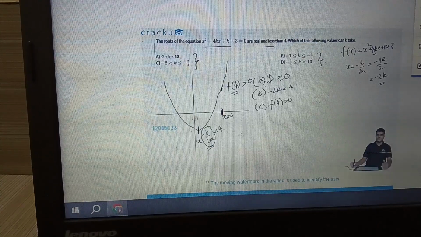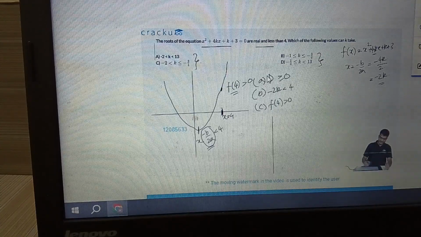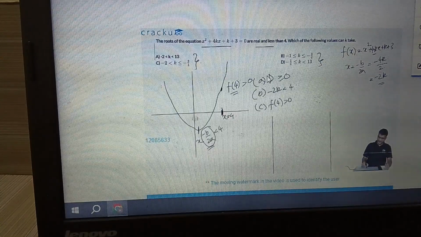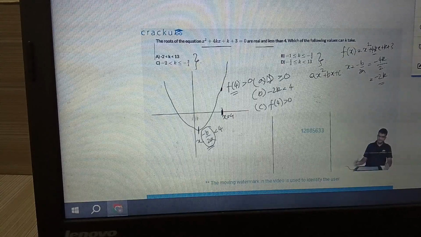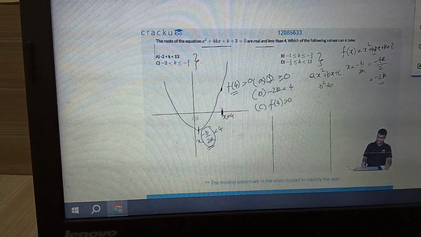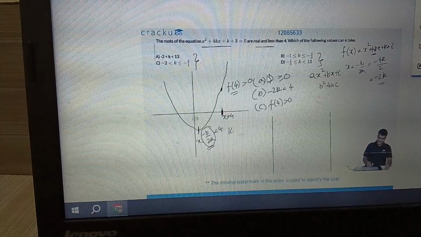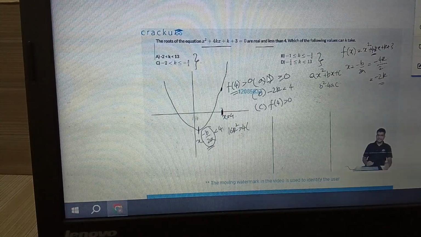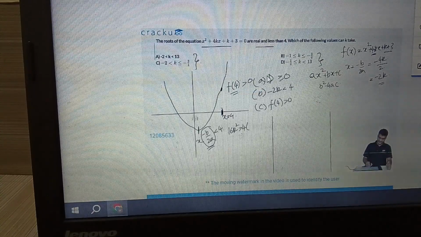Let us consider all the 3 one after the other. Let us first look at the first condition, that D has to be greater than or equal to 0. What is the value of D? If you have a quadratic equation which is of the form ax square plus bx plus c, the discriminant is b square minus 4ac. In this case, the value of b is 4k, so b square will be 16k square, has to be greater than 4 times a, that is the coefficient of x square is 1 and the constant term is k plus 3.